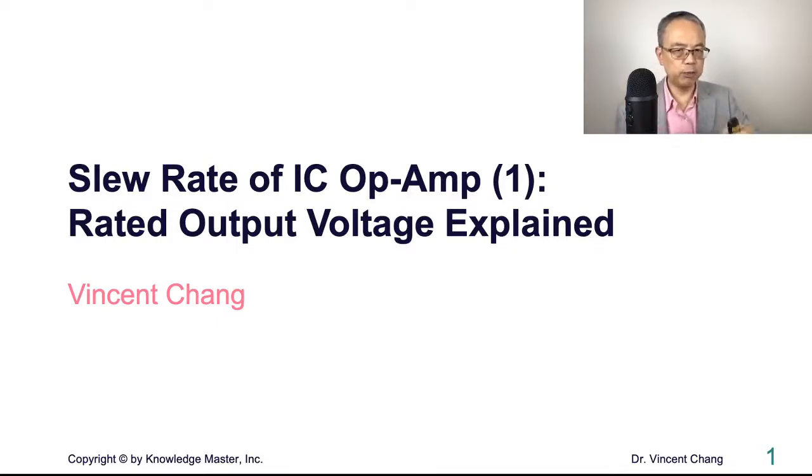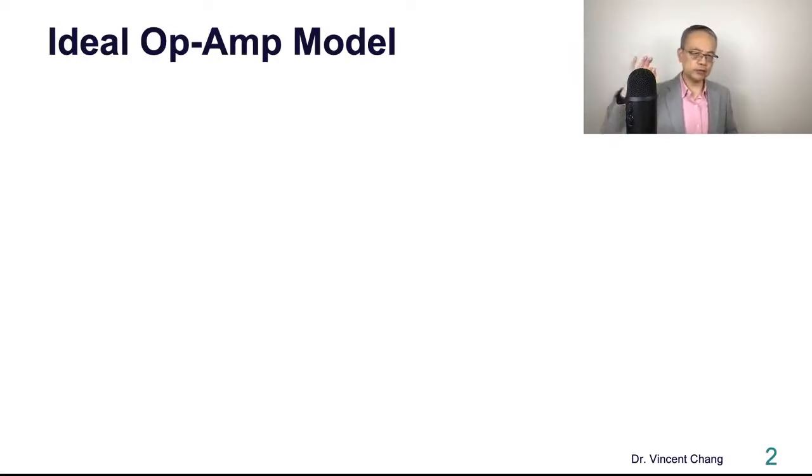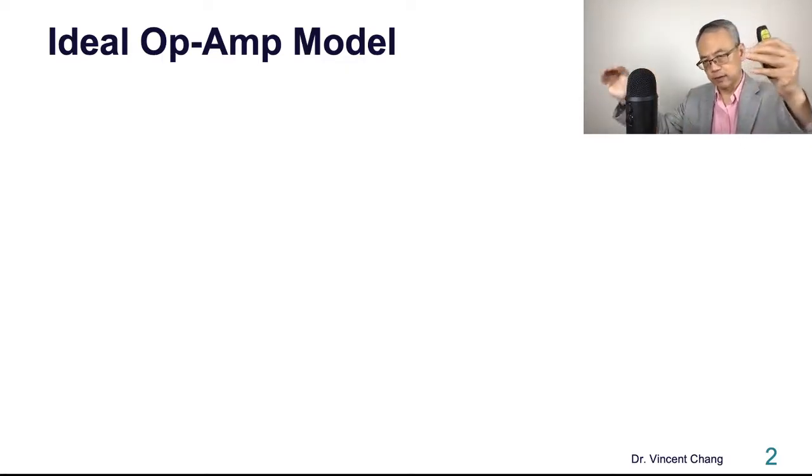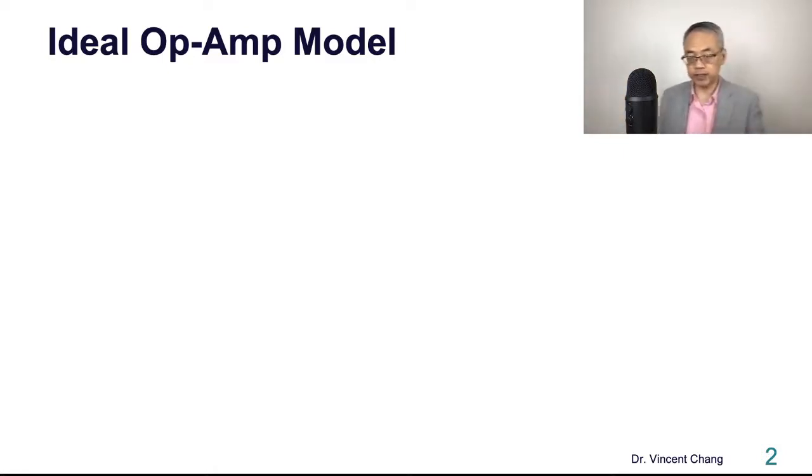Rated output voltage explained. So I don't want to jump into the slew rate definition and try to explain the cause of the slew rate without giving you some of the foundation, like the transfer characteristic and the so-called rated output voltage.